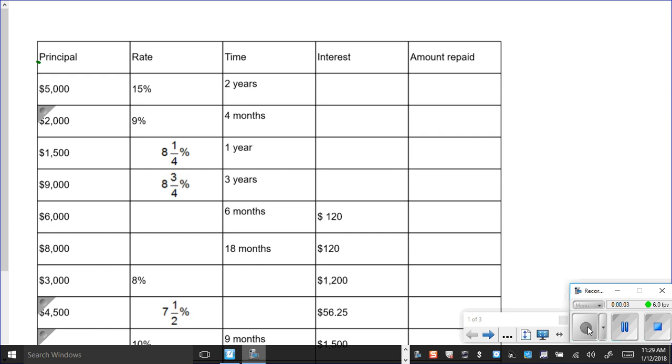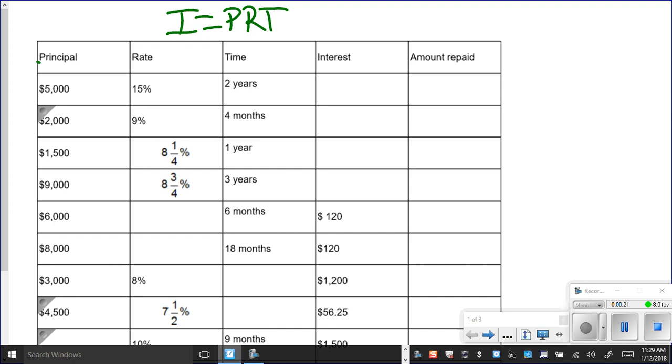Hello, today's topic is interest. We're going to learn how we solve for interest using the mathematical formula. So we'll have I equals P times R times T. It doesn't matter if it's lowercase or uppercase, but I just tend to write it with an uppercase.